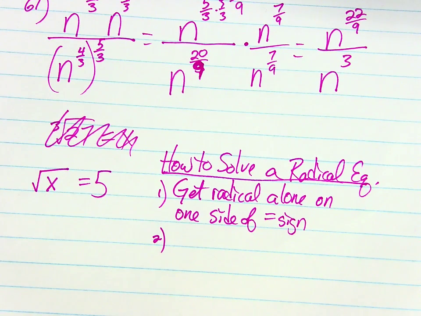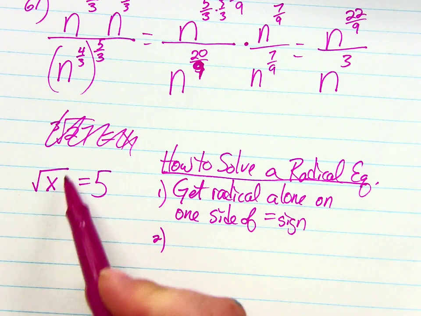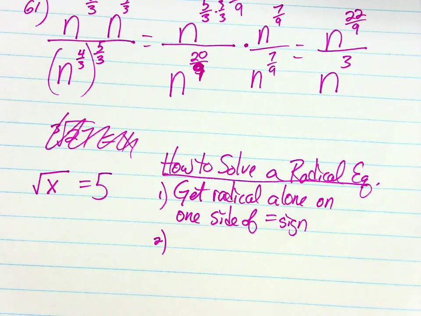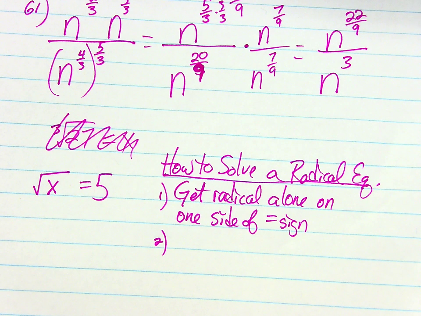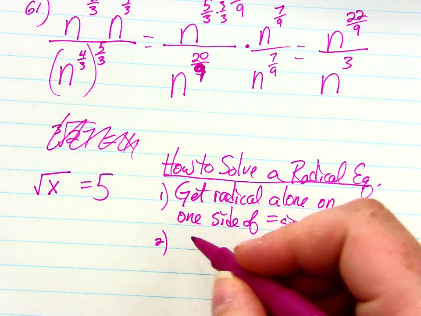So lucky for me, in my example, that's already done. I already have the square root all by itself. In the next one, we won't. But right now, it's all by itself. And then I just think to myself, in this case, it's a square root. How do you undo a square root? You square it. Since I have an equal sign, I can just now square both sides.